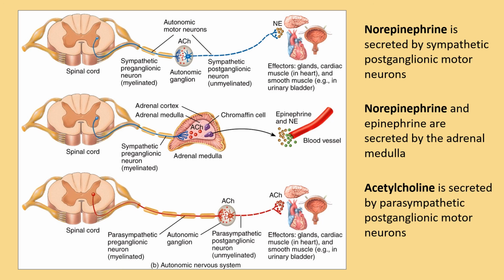All right, there's that middle panel that we were just discussing, and now here it is in context. We're putting the whole picture together. So up top, we talked about how norepinephrine is secreted by sympathetic postganglionic motor neurons. In the middle, we talked about how norepinephrine is secreted by the adrenal medulla in sort of a sympathetic broadcast message all over the body via the blood. And then down below, we talked about how acetylcholine is secreted by parasympathetic postganglionic motor neurons.